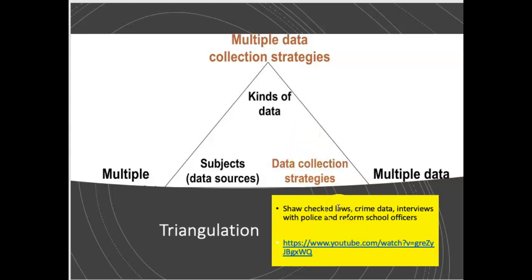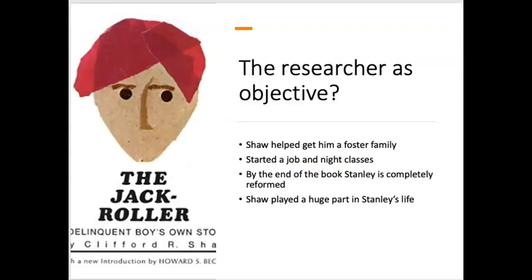that Stanley gave by looking at the laws. He looked at crime data. He did interviews with the police and reform school officers. And this was to triangulate the data and to make sure that what he learned from Stanley was actually accurate and that it triangulated. So this idea of triangulation is a very important one within qualitative research. It's about adding validity to your research, okay?